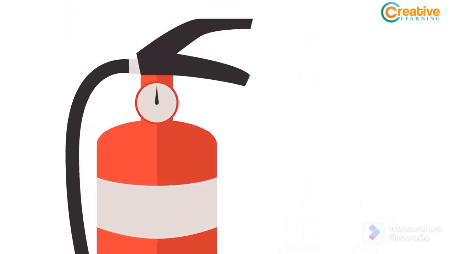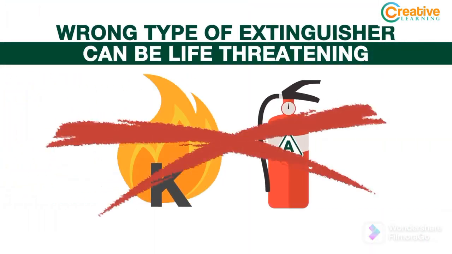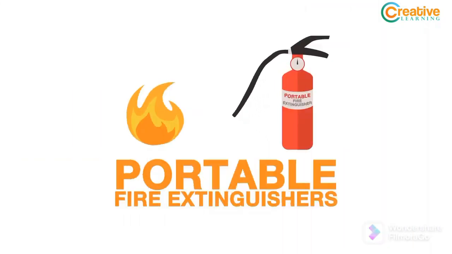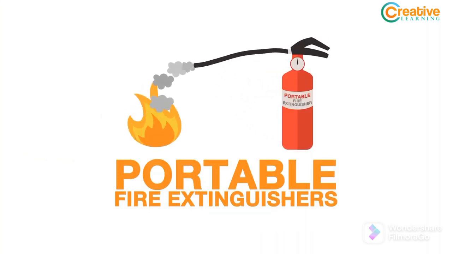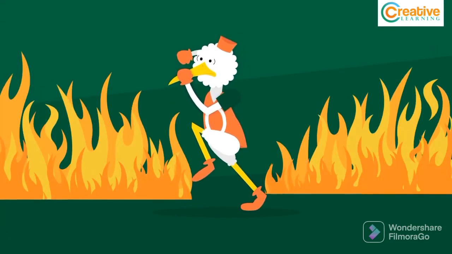Before using an extinguisher, be sure to take note of the classification on the label. Using the wrong type of extinguisher can be life-threatening. Portable fire extinguishers are extremely handy, but they should only be used against fires at their initial stages. Once the fire starts to grow, it's best to evacuate the building.